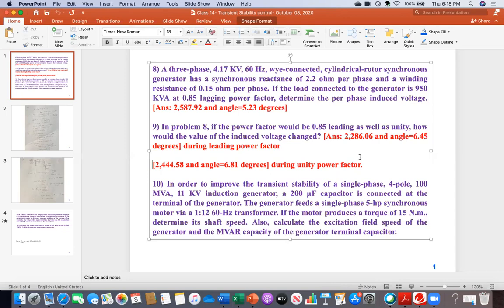Kamana, did you get any of the results in number 9? Number 9 has two parts. One considers leading power factor, and the other considers unity power factor. But the parameters are from problem number 8.